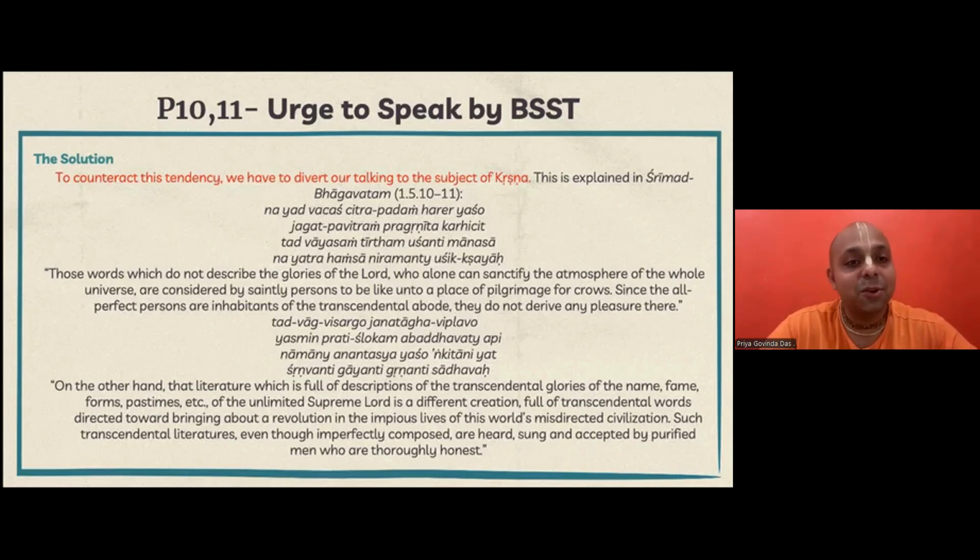So he gives the first shloka, Na yad vachas chitra padam harer yasho jagat pavitram pragrinita karhichit, tad vayasam tirtham usanti manasa, na yatra hamsa niramanty usik-kshayah. Two birds are talked about, crow and swan. The crow goes to garbage and preferably dead bodies, but the swan goes to clean, fresh water. So a very important thing, crow class and swan class men. Prabhupada quotes this because those people who are talking about gratification in this world are like the crow class, chewing the chewed. The same subject matter.